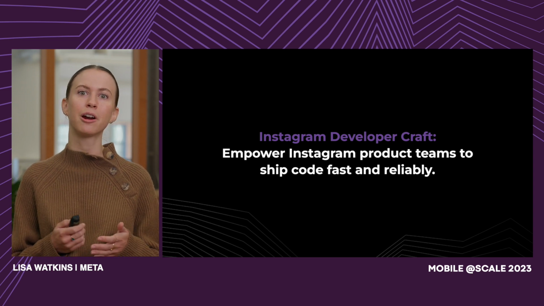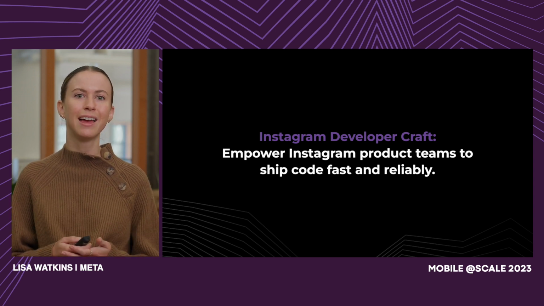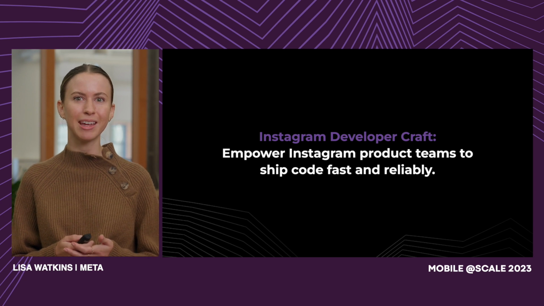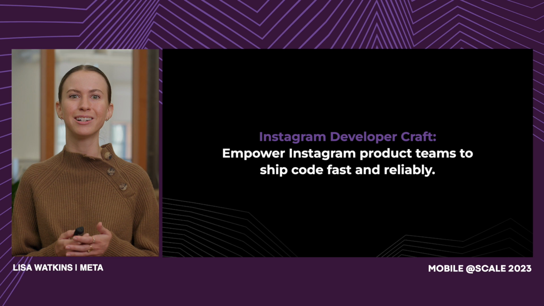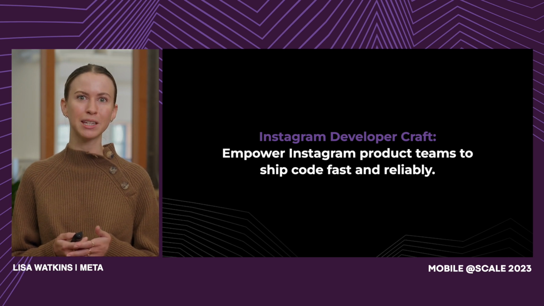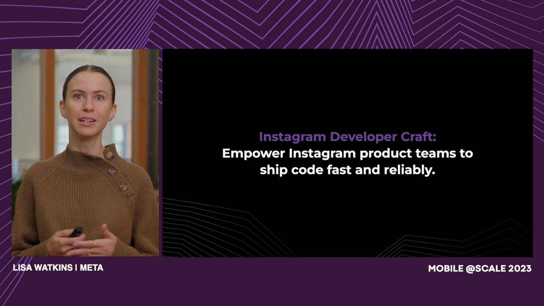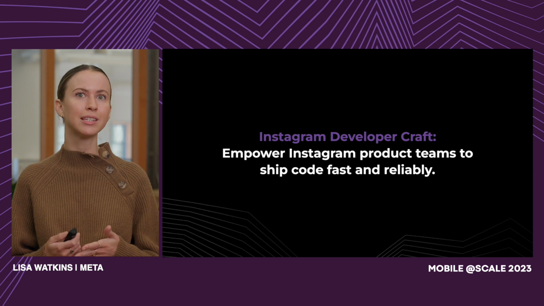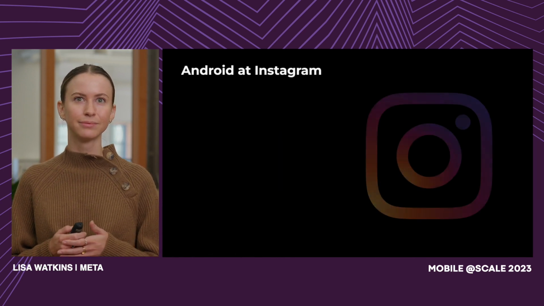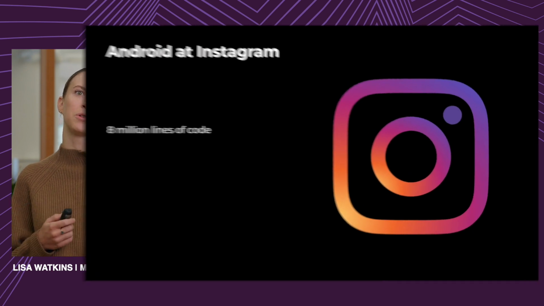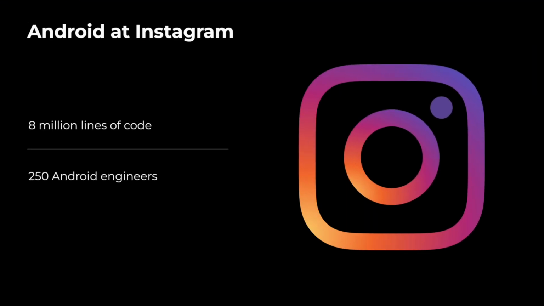Kotlin was first put on our radar in 2018, and that might seem a little late to the game, especially for those of you who have been writing Android code for a while. But migrating a codebase of our size from Java to Kotlin was pretty challenging simply due to the scale of our codebase. So the Instagram Android codebase is about 8 million lines of code, and we have around 250 Android engineers.